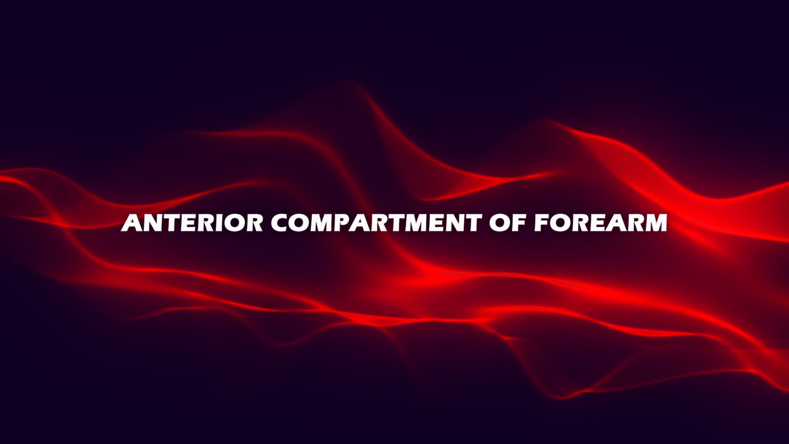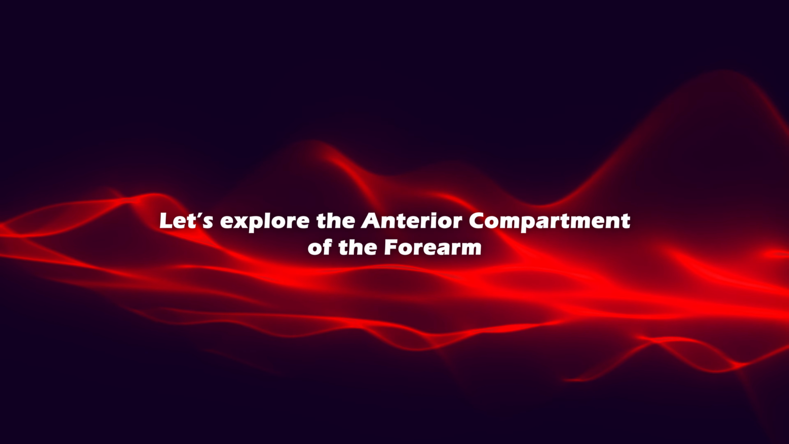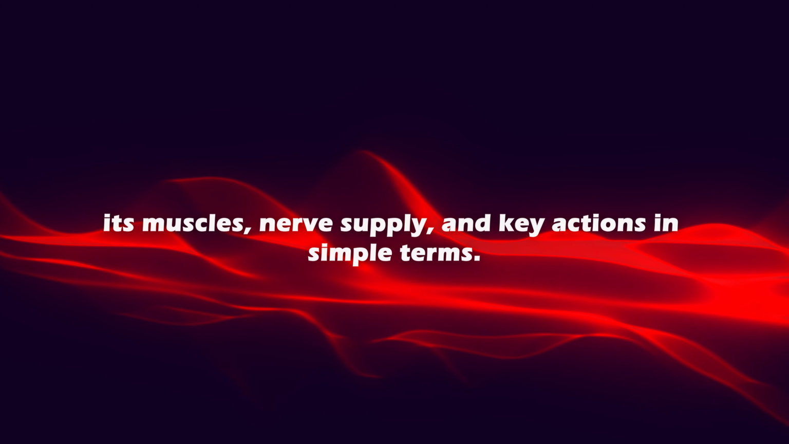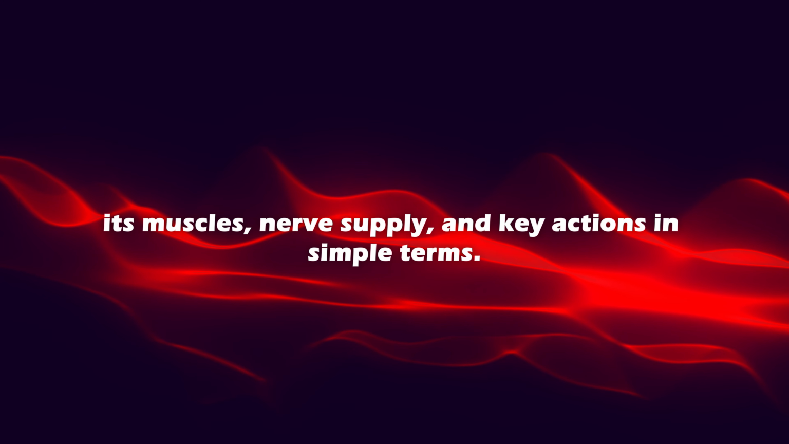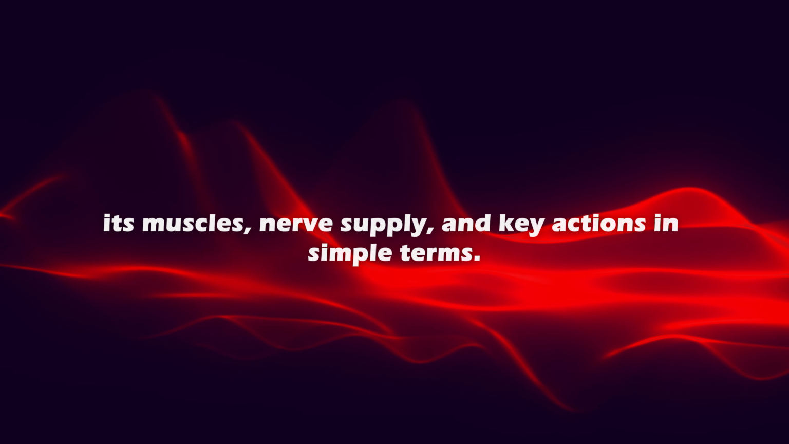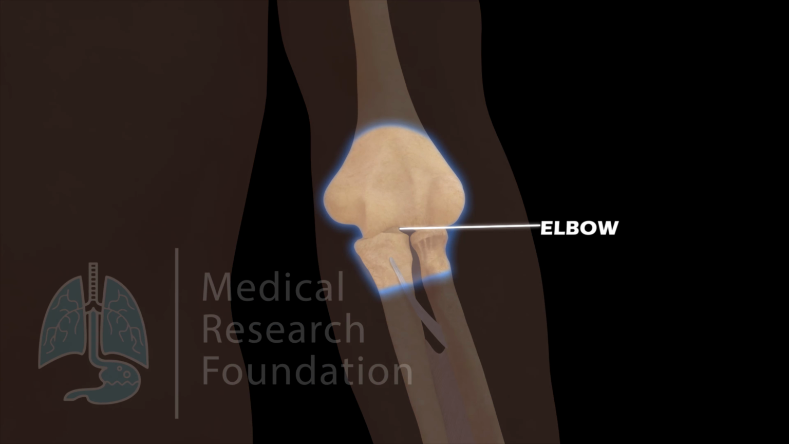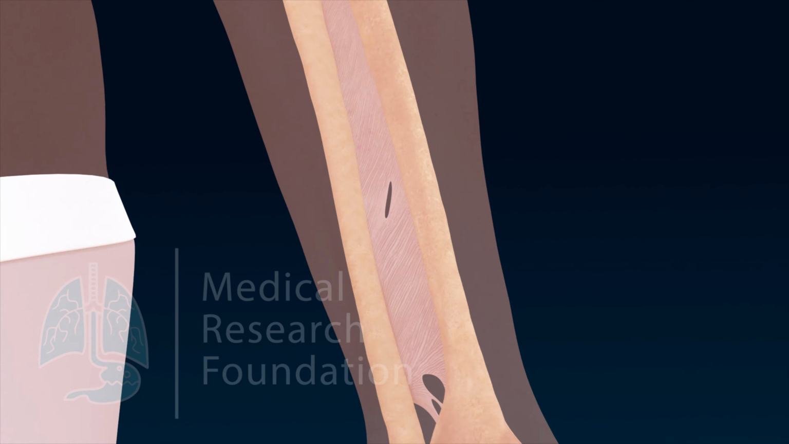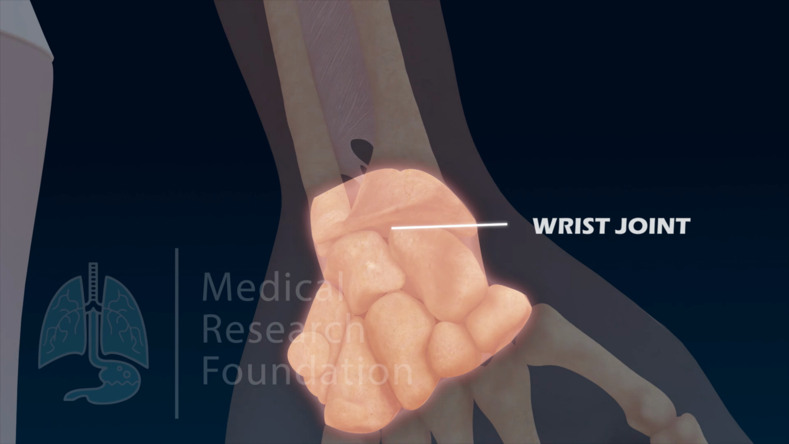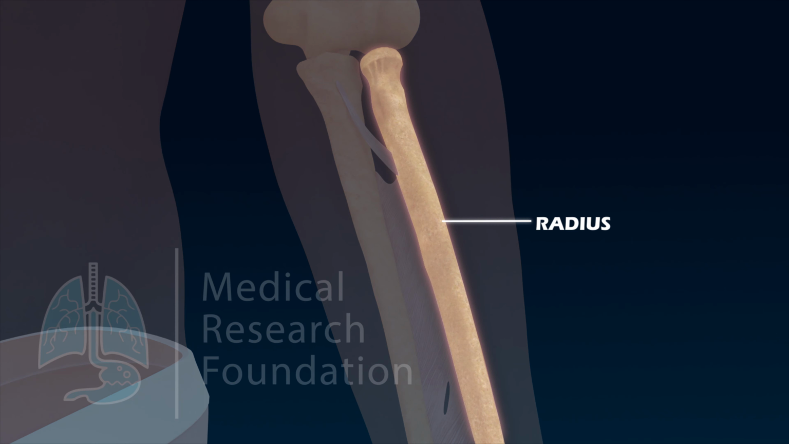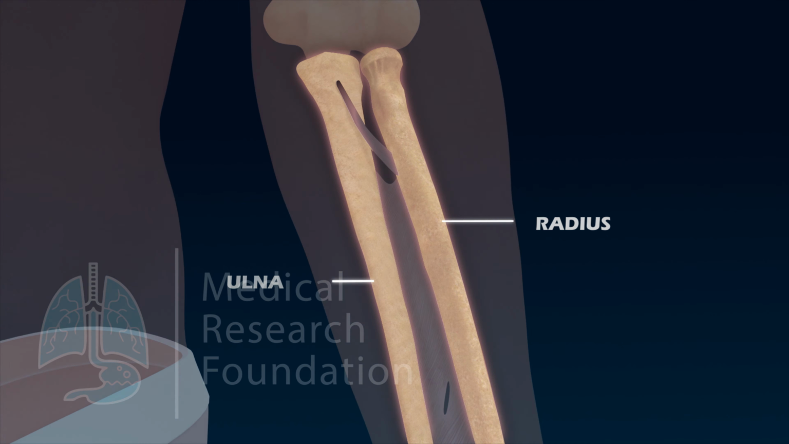Anterior compartment of forearm. Let's explore the anterior compartment of the forearm, its muscles, nerve supply, and key actions in simple terms. Forearm extends below the elbow and the wrist joint. Radius and ulna form its skeleton.